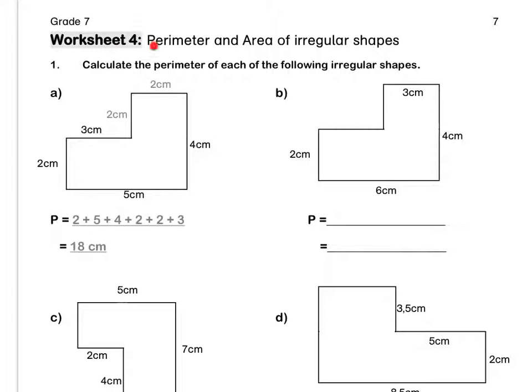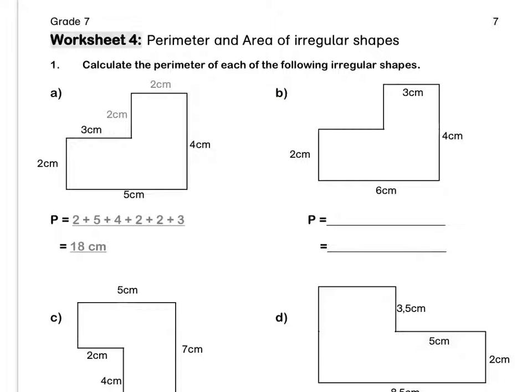Worksheet 4. Perimeter and area of irregular shapes. Question 1. Calculate the perimeter of each of the following irregular shapes. For A, there were 2 missing measurements which have been filled in for you. So then all that needs to be done to calculate its perimeter, which is the distance around, is to add up all the lengths. So we have 2 plus 5 plus 4 plus 2 plus 2 plus 3. And once you add them all up, you'll see that you get 18 centimeters because it's perimeter.